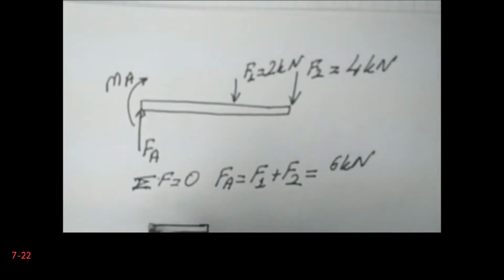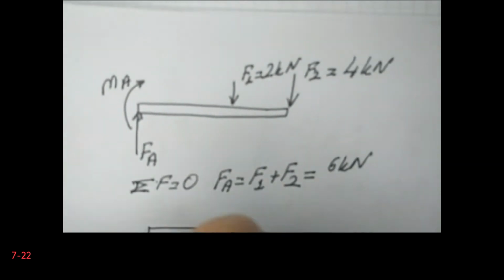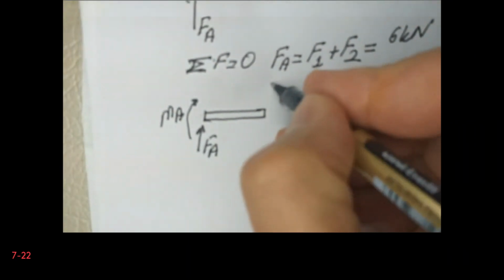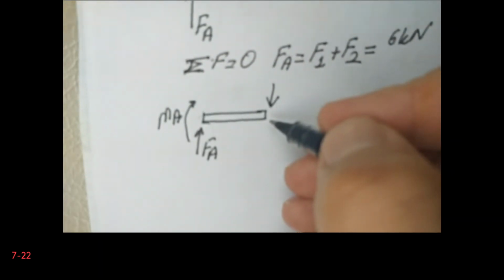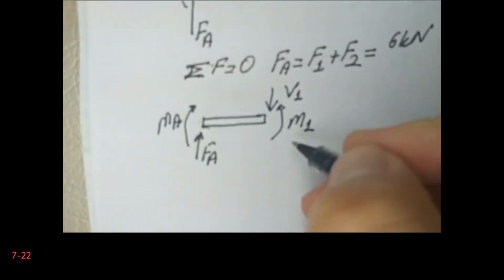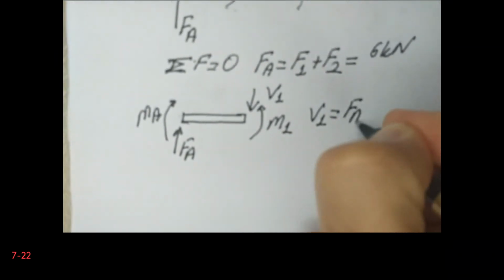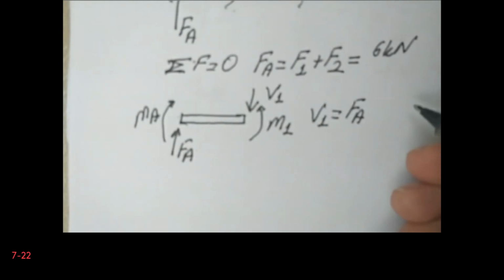I have FA here, I have MA, now I have the shear force here. Let's say that this is V1, and then I have the bending moment, M1. So I made a cut somewhere here. This is my first cut and this will be my second cut. Okay, so from here I can find the V1. V1 is equal to FA, and that's equal to 6 kilonewtons.